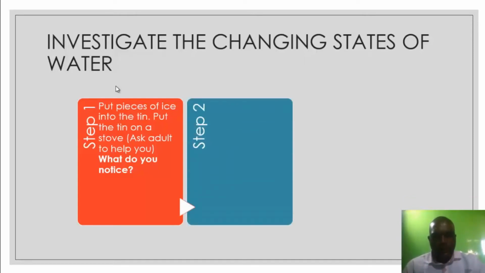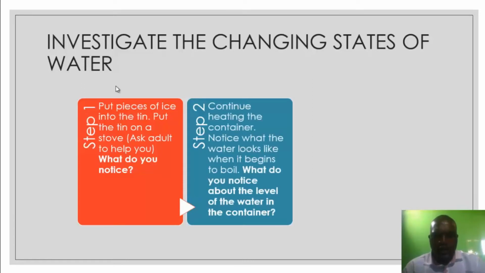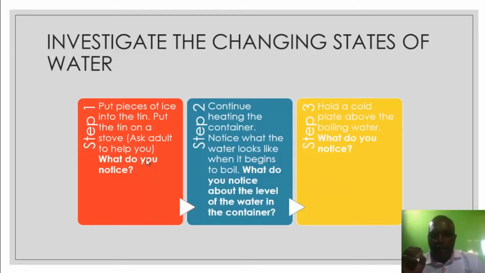Step number 2, we're going to now continue heating the container, and look what happens when the water begins to boil. What do you notice about the level of water in the container? In step number 3, we are going to look at holding a plate above the boiling water, and we're going to see what we can observe there, okay? We want to record all our observations that we collect, okay?